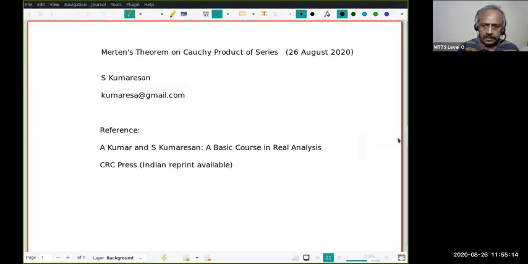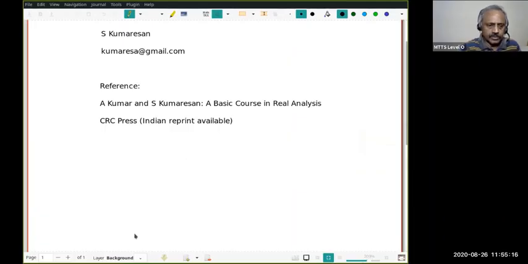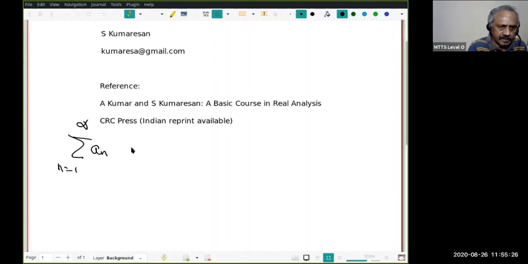Okay, so what do we assume? I am assuming that all of you know what is meant by an infinite series, let us say n equal to 1 to infinity. I will simply write it as the sum of a_n. Okay, it is understood here.